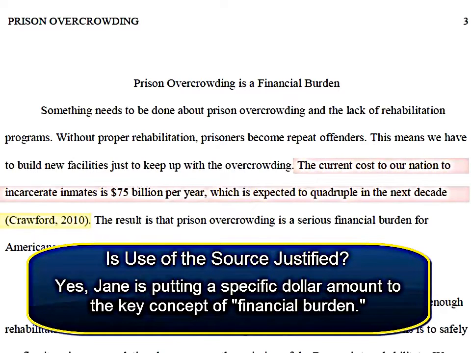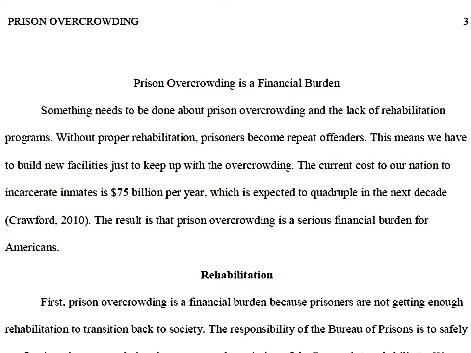Finally, it's easy to see a strong justification for the use of this source's statistics. Jane's subject is the financial burden of the prison system. So, it was important for her to establish right away the numbers that support this notion of financial burden. To summarize, in her introduction, Jane used a single source in an effective way, summarized instead of quoted, for an important reason, to provide clarification of what she meant by financial burden.